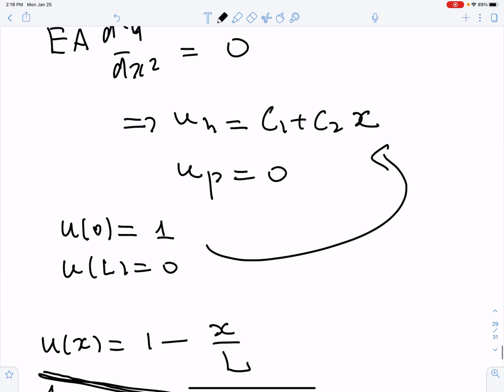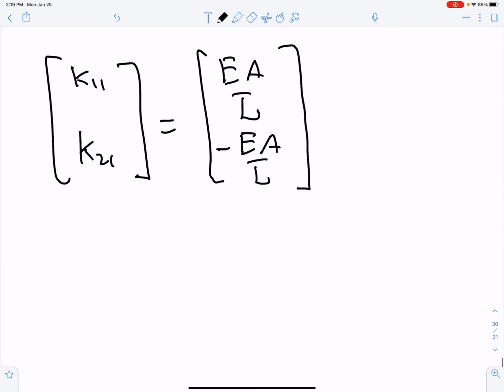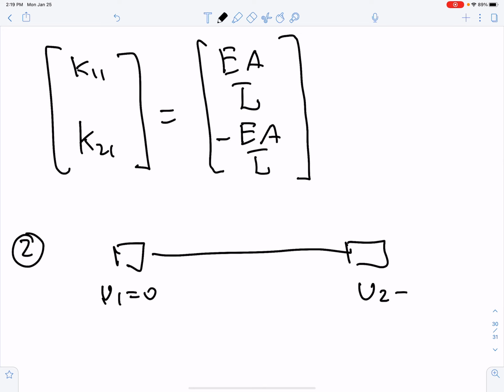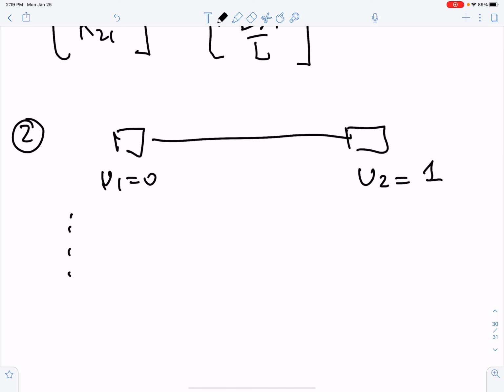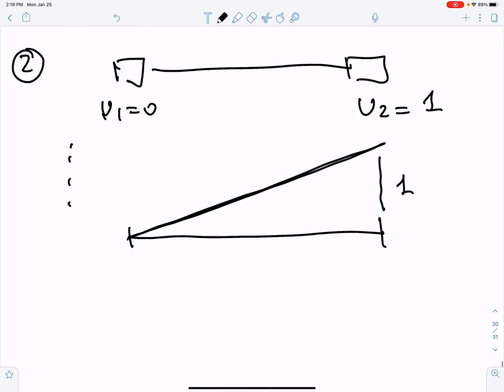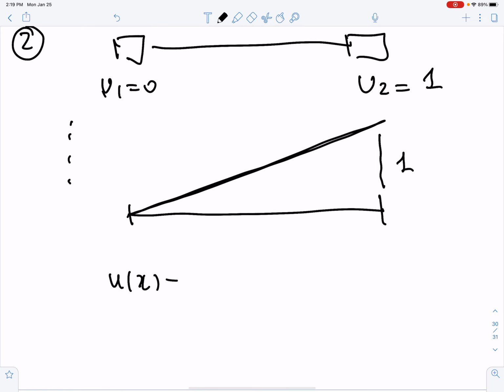Good. Then let me focus on the second case, where U1 equals 0 and U2 equals 1. Going through the motions, what you find is that the corresponding displacement distribution now looks like this. It's linear but facing the other way. This is 1. So basically U of x equals x over L. That solves that problem.